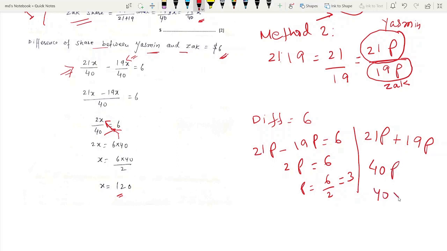So 40 times p, and p we got 3 here. So 40 times 3 is also 120. So here also we got 120, here also we got 120, right? So I hope you understood this.